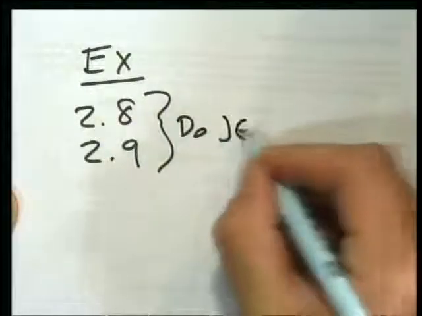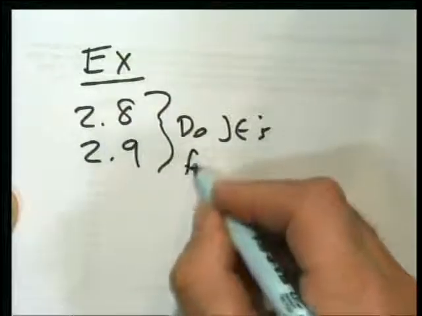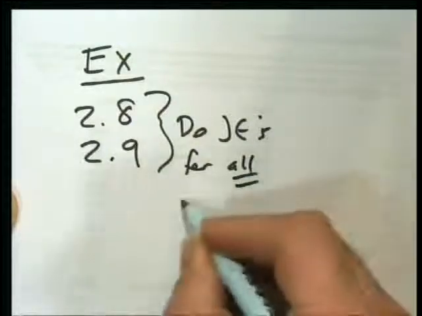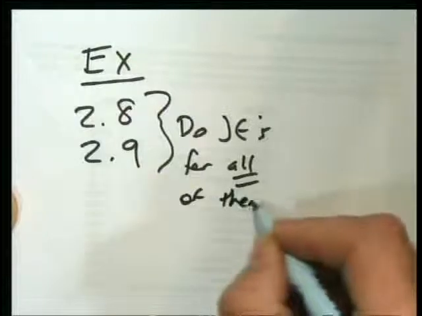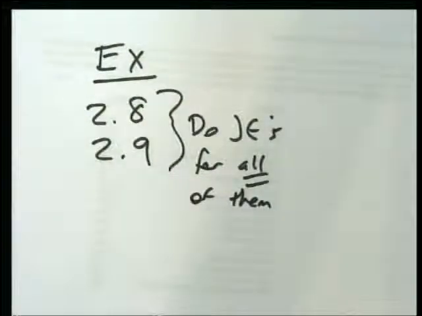to do JEs for all of them. Okay? And then do what the book says. Then identify whether the transaction created expense or created revenue.